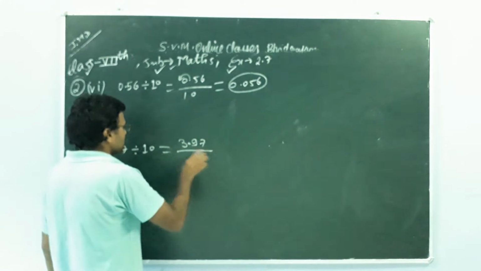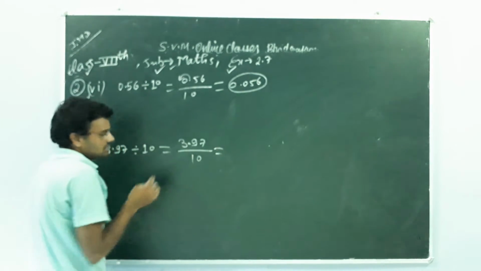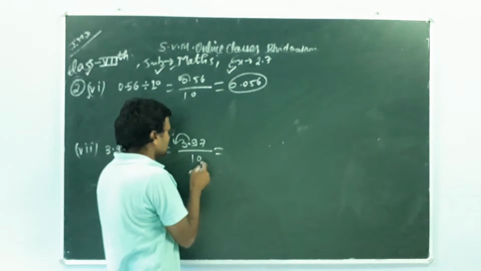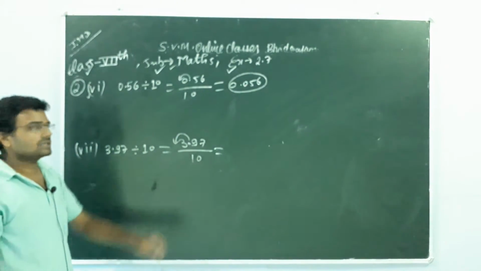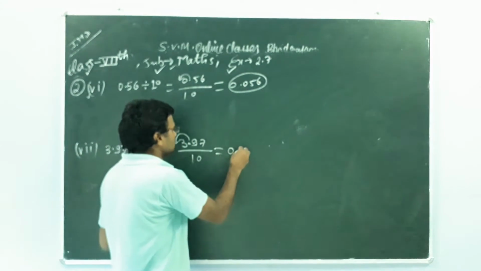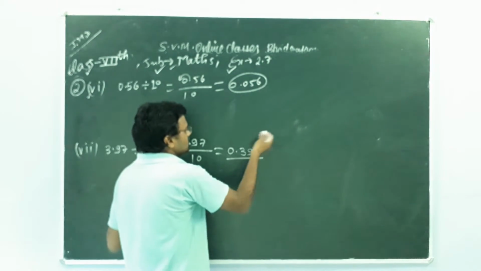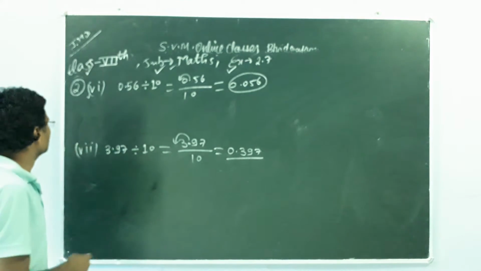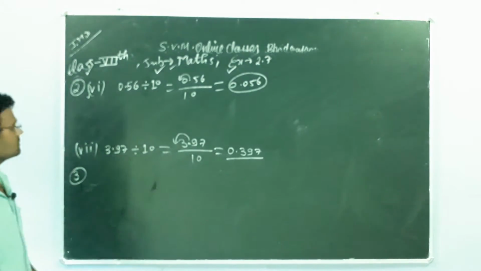Next one is 3.97 divided by 10. Now listen, actually this point will move over here. Because our 10 contains only one zero, our point will move one place and we will get 0.397. Now we will move towards our question number 3.